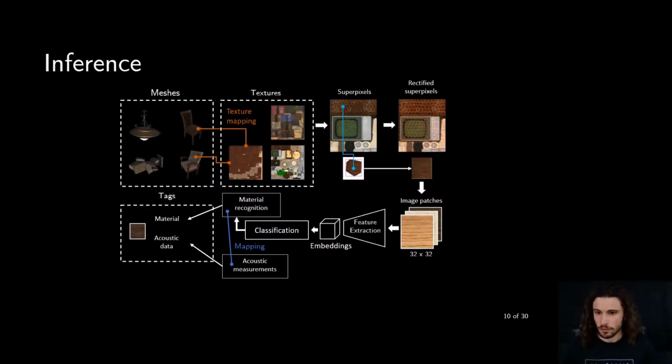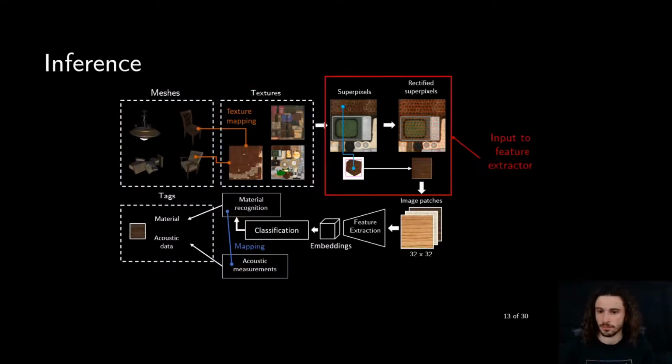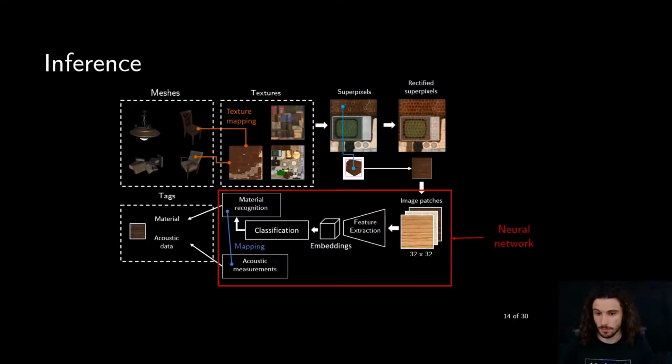The inference workflow: the appearance of scene objects is analyzed to predict materials and map them to acoustic information. Objects in virtual environments are represented by meshes, whose appearance is determined by image textures. We subdivide image textures into small patches using a superpixel algorithm, providing input to a neural network. The neural network classifies each input patch, determining the semantics which map to acoustic data.